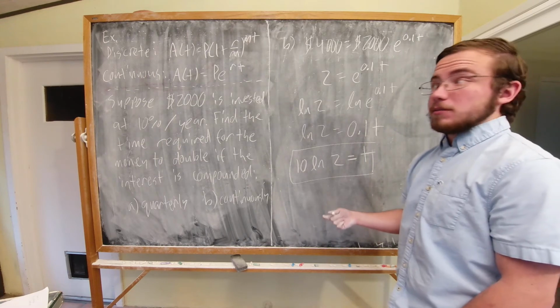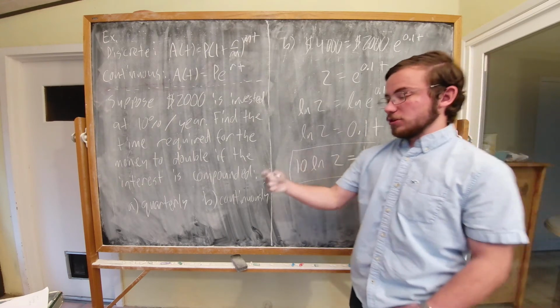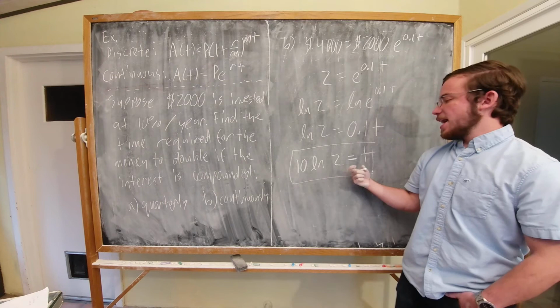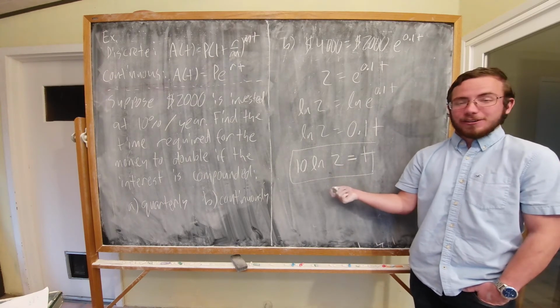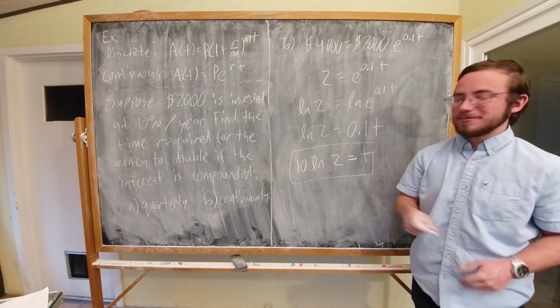So, different amount of time if we compound quarterly versus continuously. And if you care about the decimal number for this, great, plug it into your calculator. It'll give you a decimal number. That's what they're for.